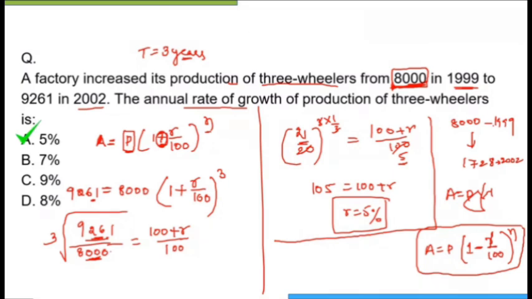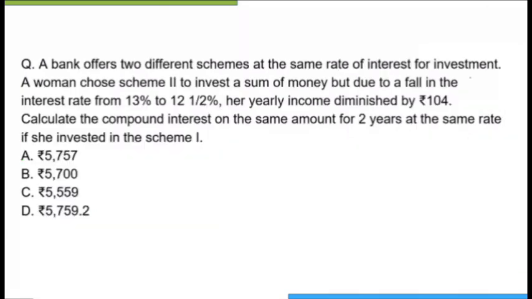I'll go to the next question. Okay, same rate of interest for investment. A woman chose to invest a sum of money, but due to a fall in the interest rate, initially it was 13%. Now it fell. The percentage decrease is 0.5%.